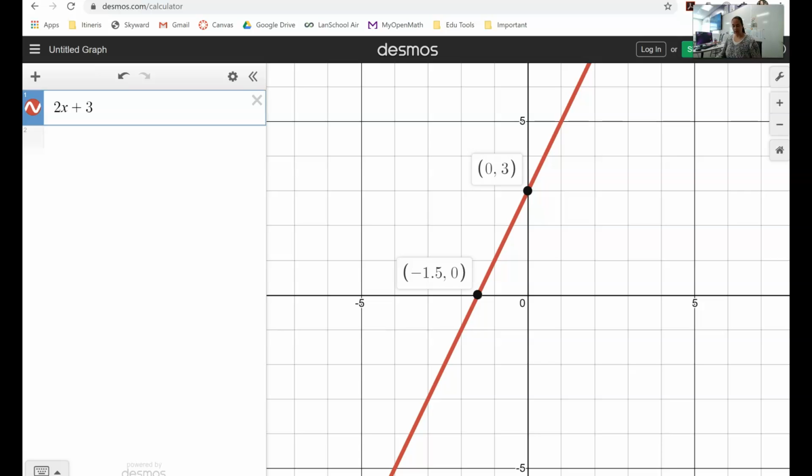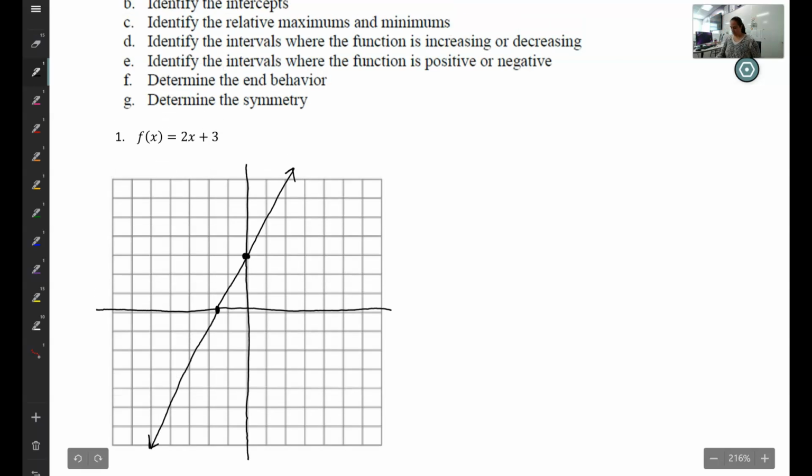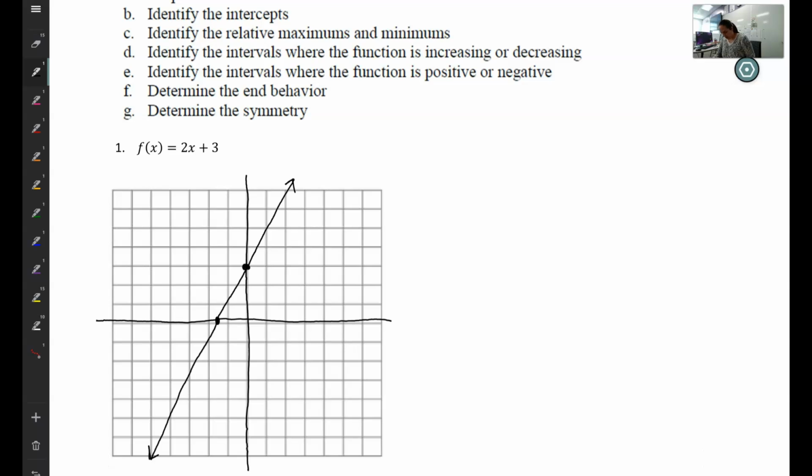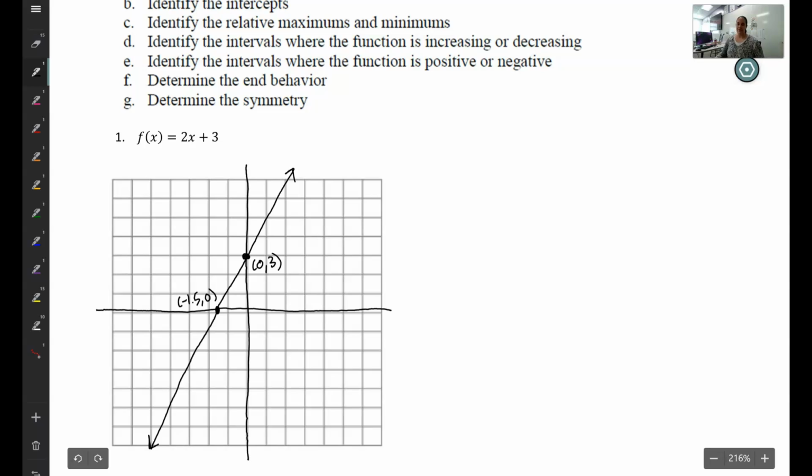So we're going to copy this onto our paper and label those 2 points. So we had one at negative 1.5, comma 0, one at 0, comma 3, like that. Now I want to label them negative 1.5, comma 0, 0, comma 3. Now I have a lot of different things I'm going to write here. So I kind of have a template that you can copy down and then use. And then we just have to fill it in.